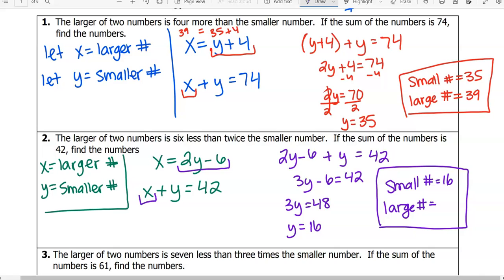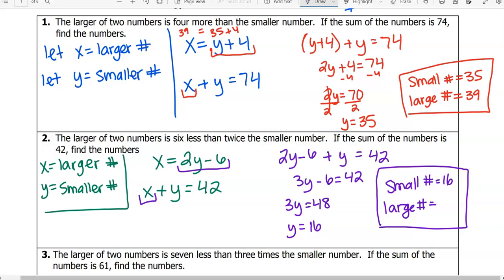How can I figure out what my large number is? There's two different ways. You have two equations you could plug it into, okay? And it really doesn't matter which one. You can plug it into the top, 2y minus 6. So if you want to do 2 times 16 minus 6, that works. You could also plug it into the one below it. X plus 16 equals 42. And then you can subtract 16 over. So pick whatever equation you want to.